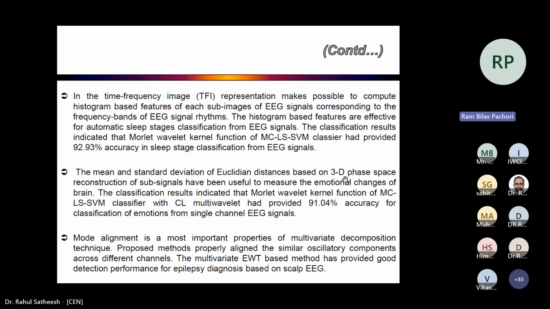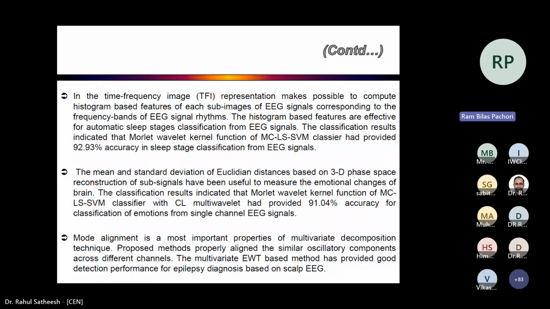And time frequency image representation makes it possible to obtain histogram-based features of each sub-image of the EEG signal corresponding to the frequency bands of EEG signal rhythms. And the histogram-based features are effective for automated sleep stage classification from EEG signals. And the classification results show that the Morlet wavelet kernel function of the multi-class least squares support vector machine classifier has provided 92.93% accuracy in sleep stage classification using EEG signals.